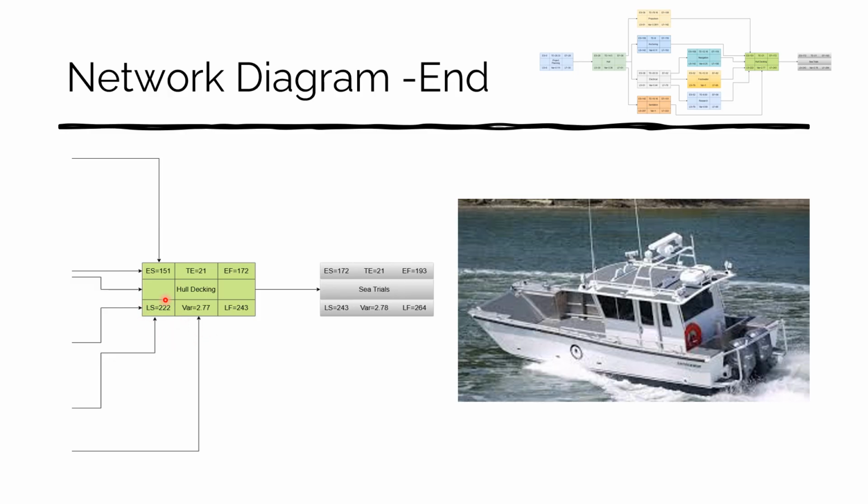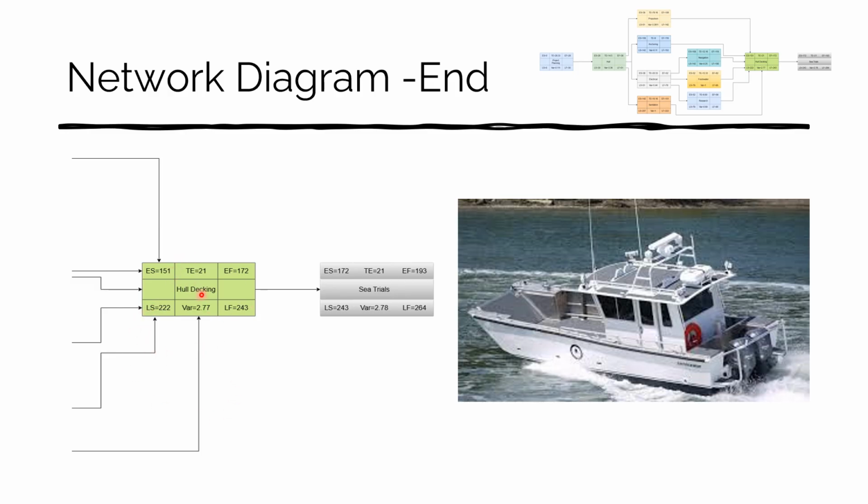So the earliest this can start and the latest this can start are directly tied to the sanitation, which is the one that has the earliest finish and the latest finish that are the highest, and it directly correlates to that. The latest it can finish is 222, so the latest this can start is 222, and the earliest it can finish is 151. So that's why we get that number. And we have the 21, and we get 172 for the earliest finish. We have a variance of 2.77, and then we have a latest finish of 243. So we need all of our previous nodes to be completed before we can move on to the decking.